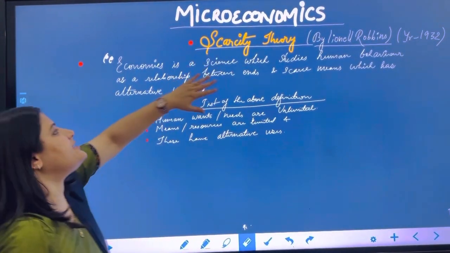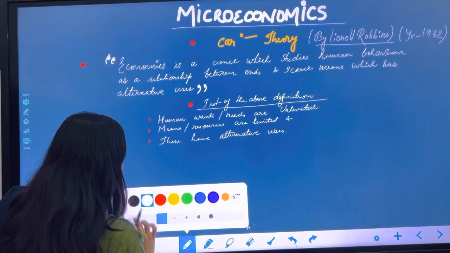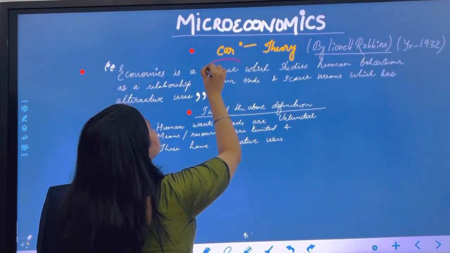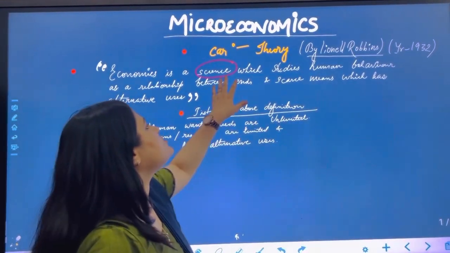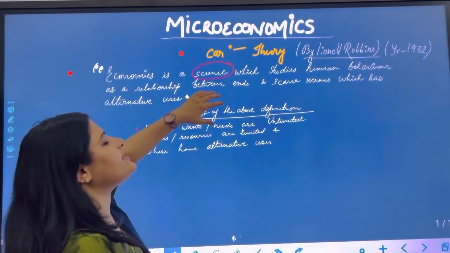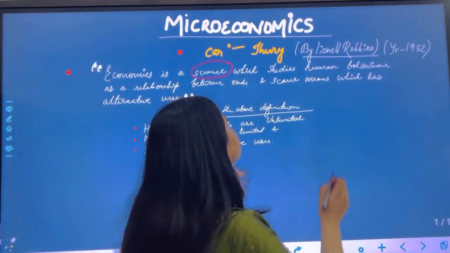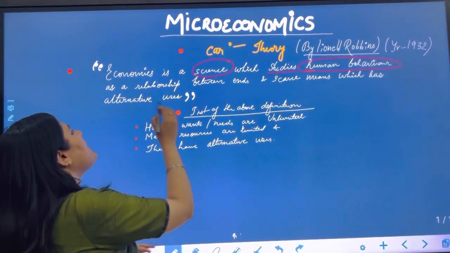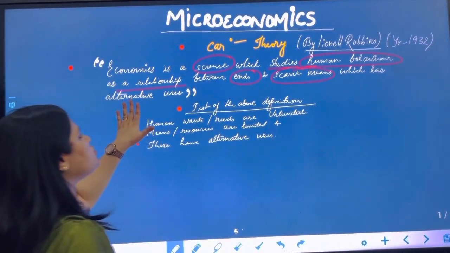Now, he has said economics is a science. Let us discuss this. Science means a branch of study in which we know various facts. So this is also a branch of study in which we discuss various economic activities. Just like Adam Smith and Alfred Marshall, Lionel Robbins also said it is a science. What does it study? It studies human behavior. Mind it: human behavior as a relationship between ends and scarce means, which have alternate uses.